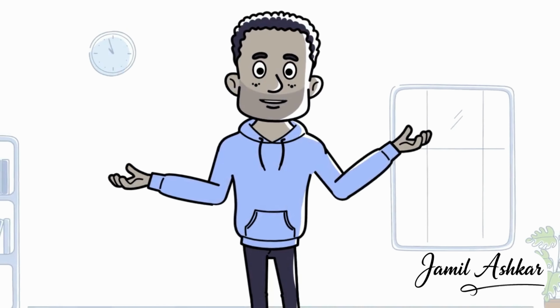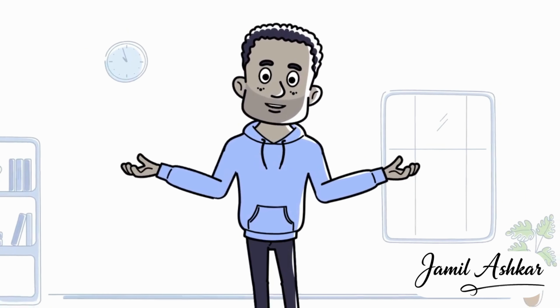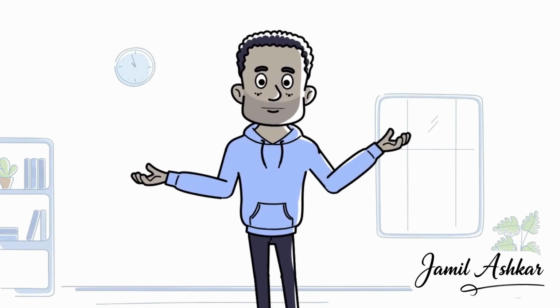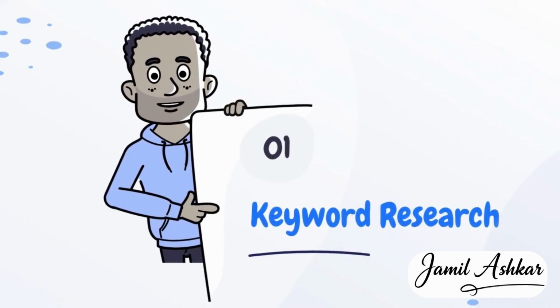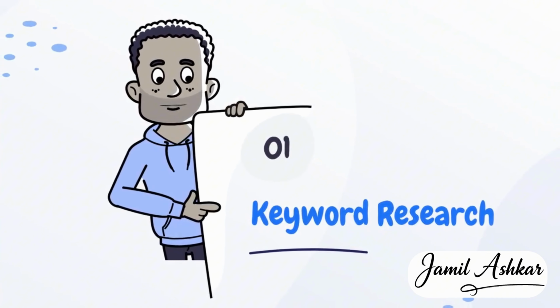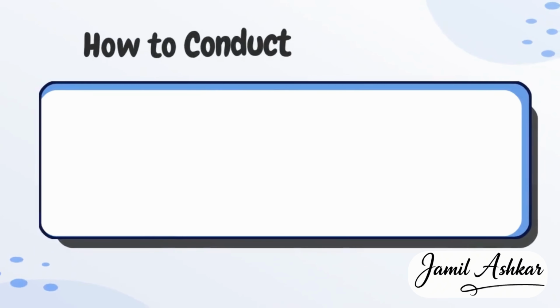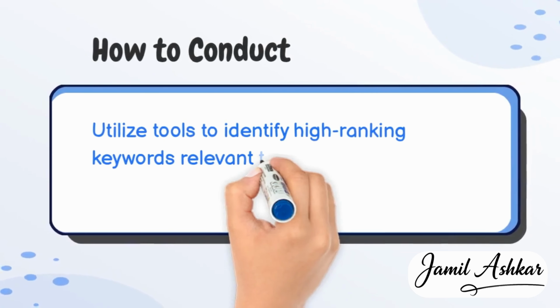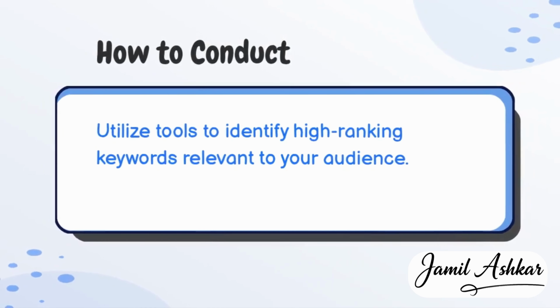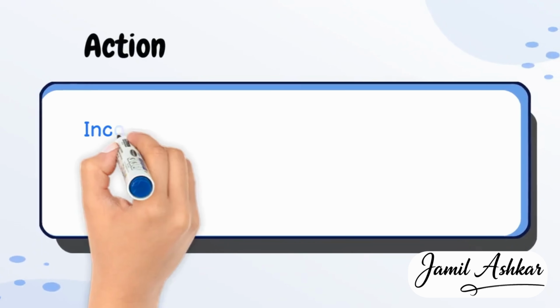Let's dive into the core differences and strategies for SEO and AEO. Keyword research. SEO keywords are based on search patterns to boost visibility. How to conduct keyword research. Utilize tools to identify high-ranking keywords relevant to your audience. Incorporate these keywords strategically throughout your content.